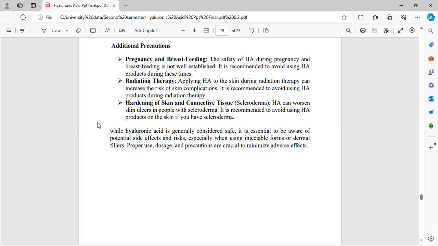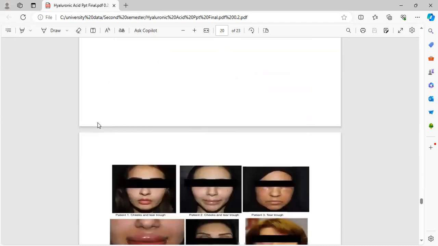While hyaluronic acid is generally considered safe, it is essential to be aware of potential side effects and risks, especially when using injectable forms or dermal fillers. Proper use, dosage, and precautions are crucial to minimize adverse effects.